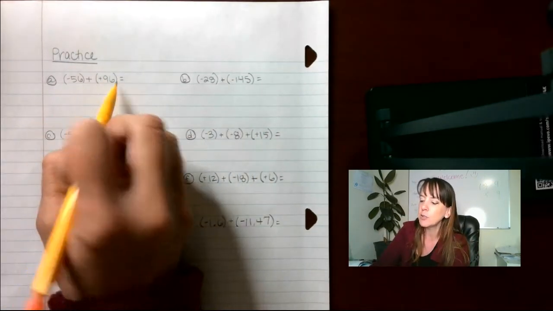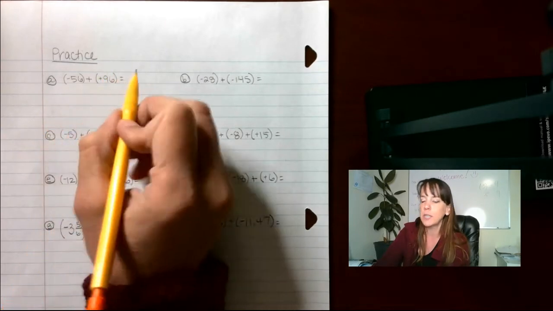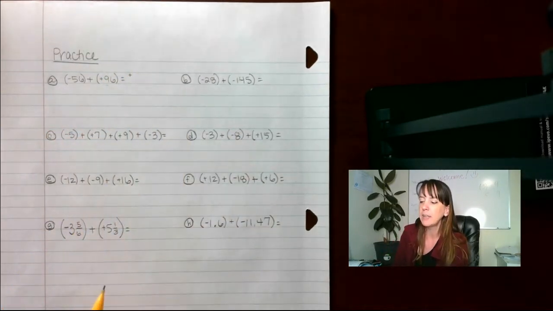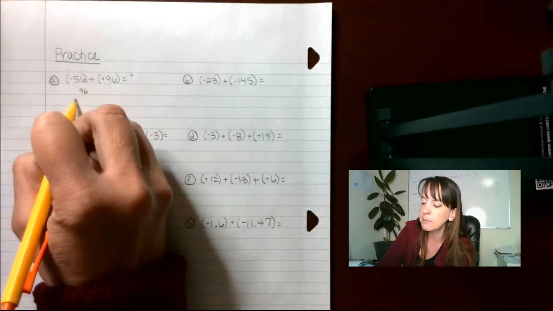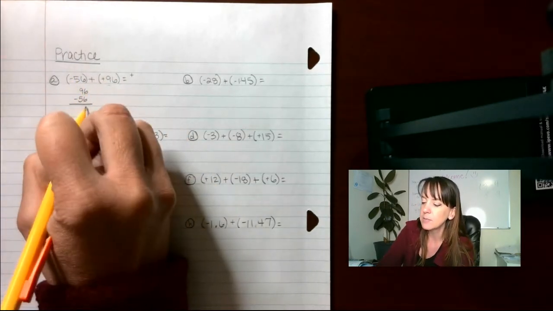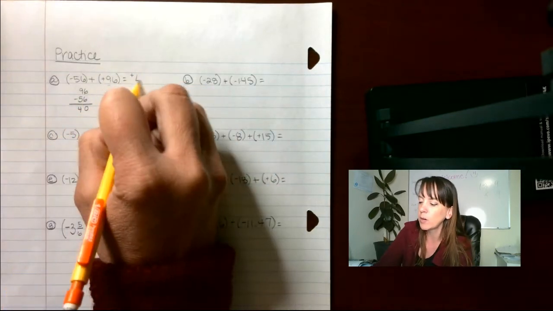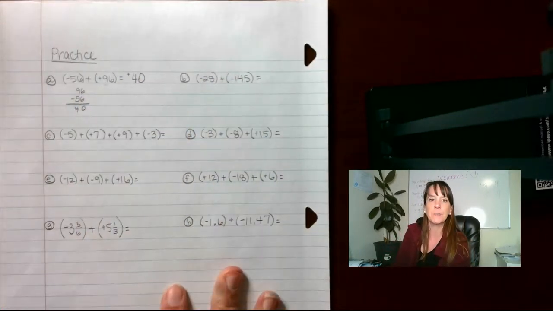All right, taking a look at this first one, we notice that this is the larger sign, so our answer is going to be positive. And then we need to find the difference between the two. So 96 minus 56 gives me 40. So 40 would be my answer.